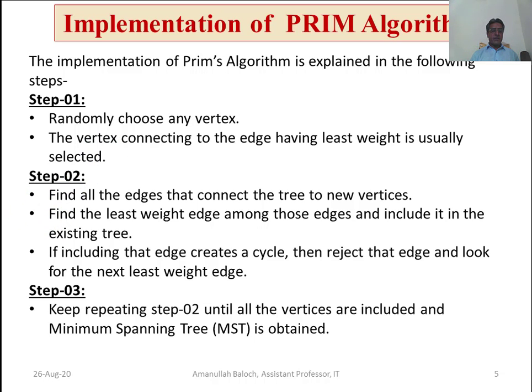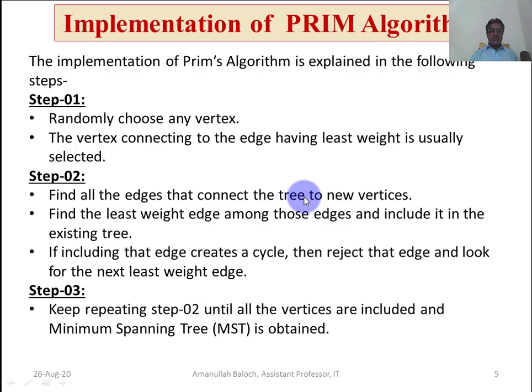Step 2, find all the edges that connect the tree to new vertices. We select a node whose edges incident on that node have least weights. Now for this new vertex which we have randomly selected, we will find all the edges that connect the tree to new vertices. Find the least weight edge among those edges.